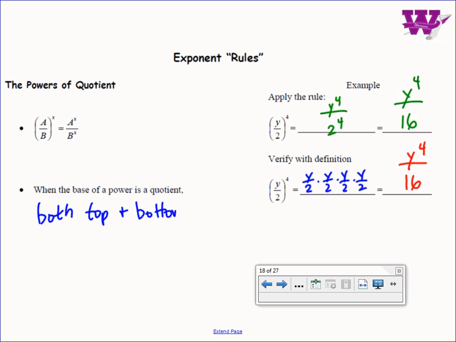Both the numerator and the denominator are raised to the exponent. Or the exponent applies to both numerator and denominator.